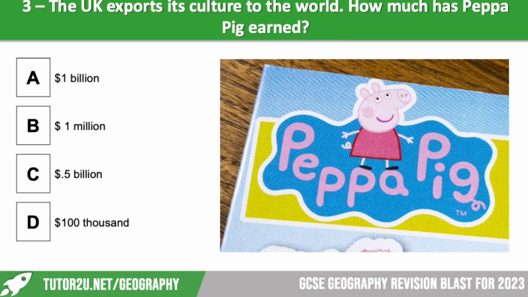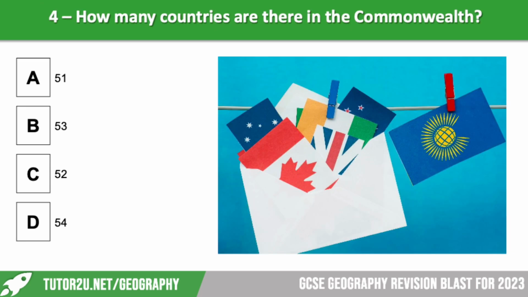Number 3. The UK exports its culture to the world. How much has Peppa Pig earned? So is it $1 billion, $1 million, $500 million, or $100,000? So Peppa Pig, how much money has Peppa Pig generated? It is $1 billion US. Number 4, how many countries are there in the Commonwealth? 51, 53, 52, 54. Quite tricky because they're obviously all very similar. Let's have a look. It is 54.